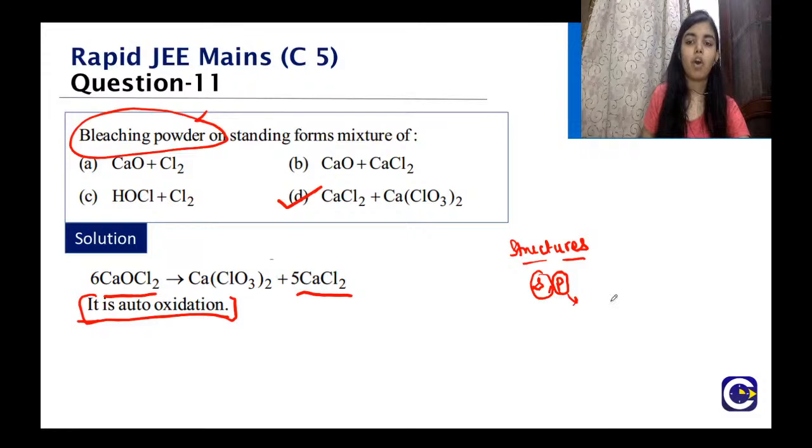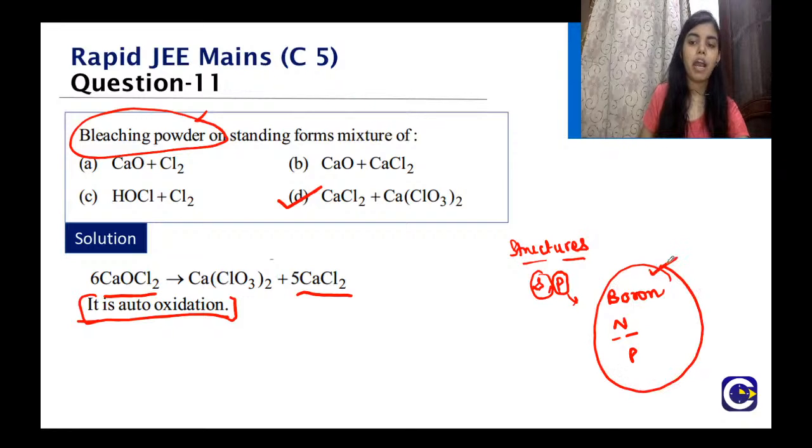Boron compounds are very important. Nitrogen compounds are very important. Phosphorus compounds are very important. So these three you have to learn by heart, especially their structures. And xenon compounds, interhalogen compounds. So you have to study selectively.